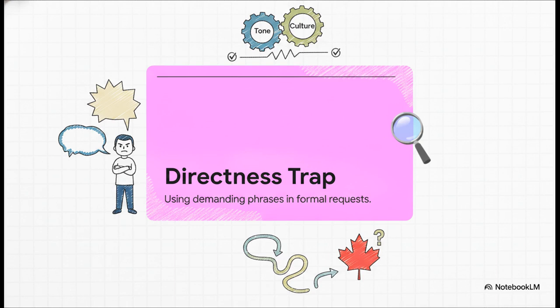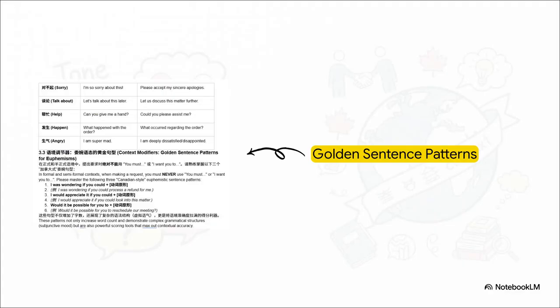In lots of cultures, direct communication is efficient and highly preferred. But in Canadian English, particularly in formal or semi-formal contexts, using demanding phrases like you must or I want you to sounds aggressively rude. If you use these on the test, it will absolutely destroy your tone score, literally regardless of how perfect your grammar is. So what's the antidote to this directness trap?